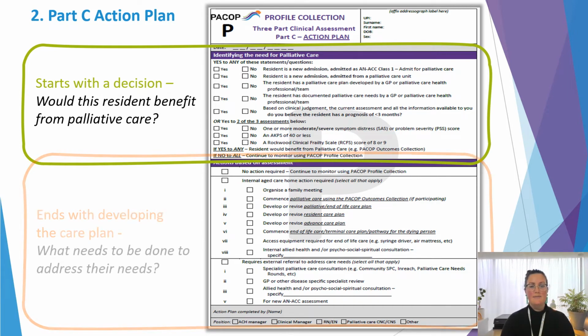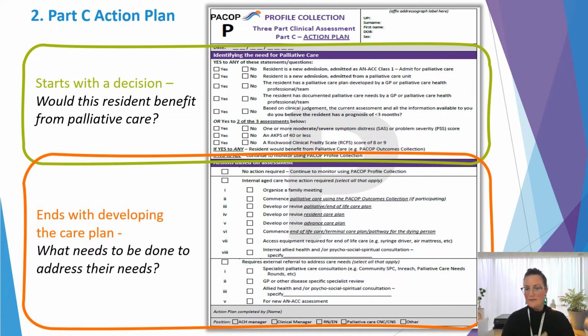Down the bottom here is our action plan. So we've got all of this great information, we've made a judgment, and now what do we need to do about it? So there's really 3 different courses of action here. The first one is no action required. Maybe your resident's stable, their care plan's meeting all their needs, and everything's going along well.